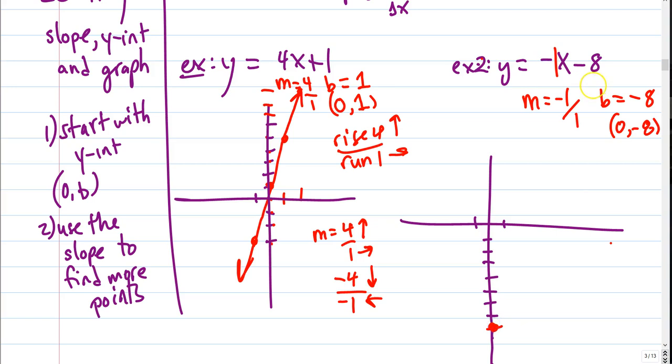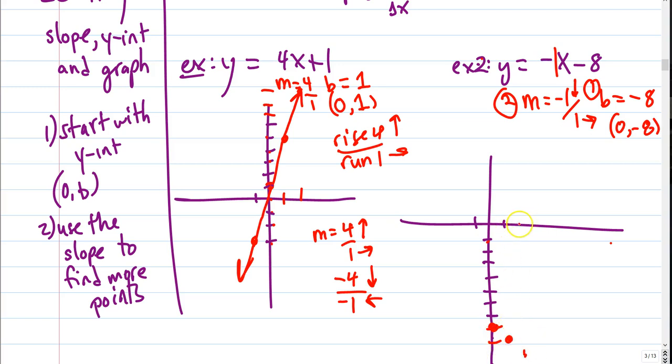From there, we use the slope. I will go negative 1 over 1: 1 down, 1 to the right. Not from the origin, not up here. We're going to do it from the point we already have. So from that negative 8, we're going to go down 1 and right 1.